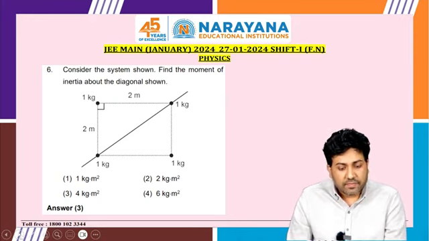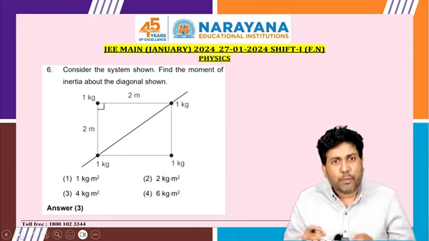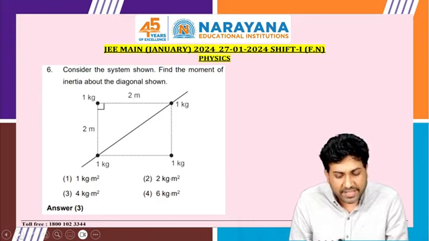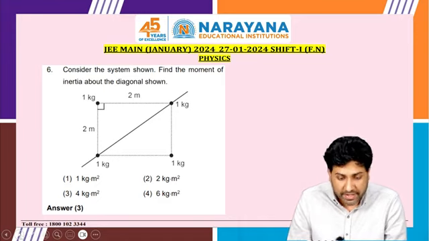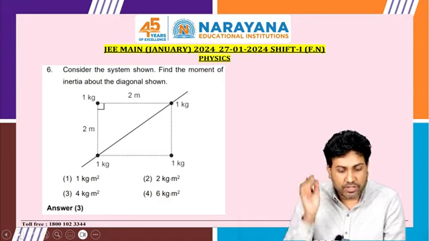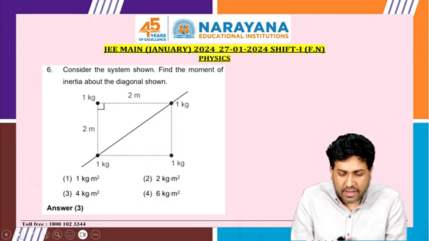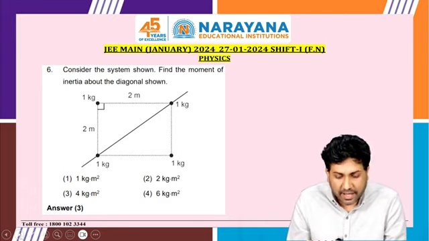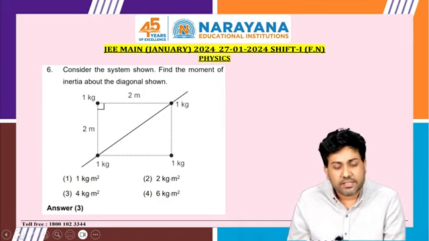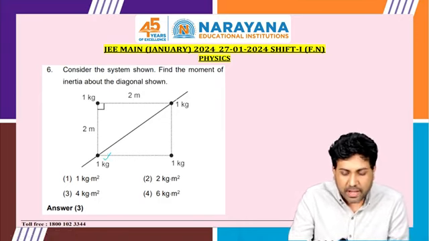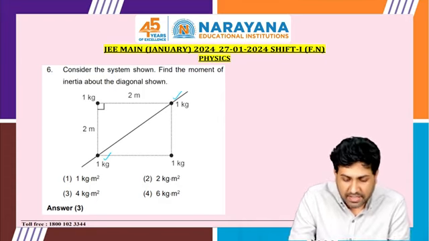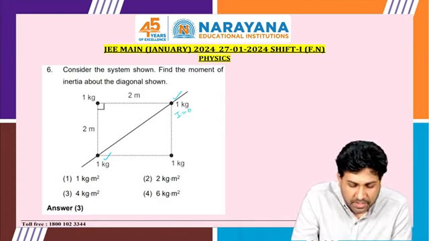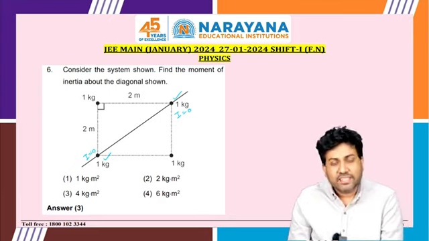What is given here? That there is one system of point mass. Each mass is 1 kg. Okay, and they are at the vertex of a square. Then find the moment of inertia about the diagonal as shown in the figure. So if I have to find the moment of inertia, I know that I need the perpendicular distance of the point mass from that axis of rotation. Now for this particular mass and this particular mass, these two masses are already on the axis. That means the moment of inertia for this will be 0. The moment of inertia for this also will be 0.